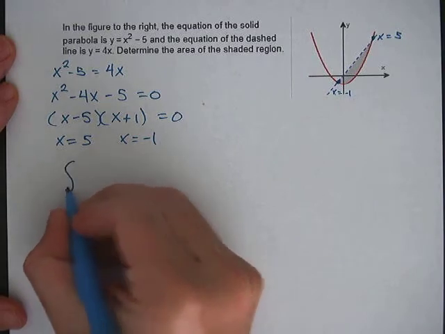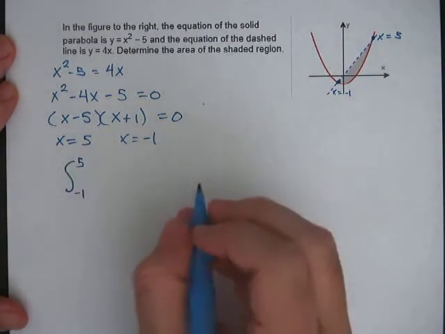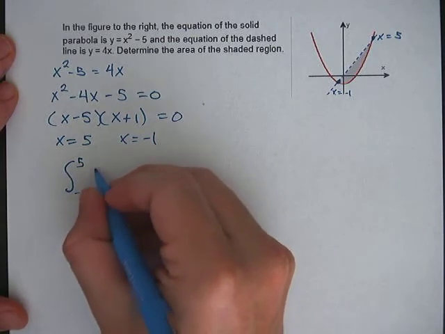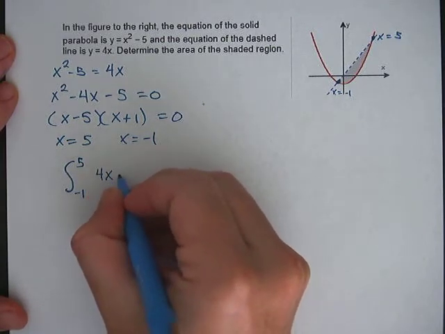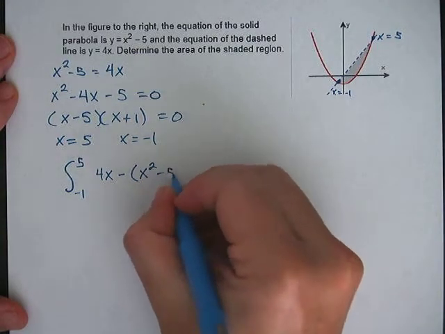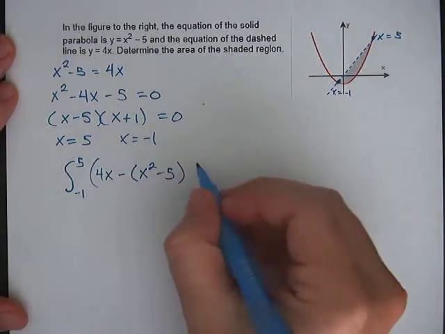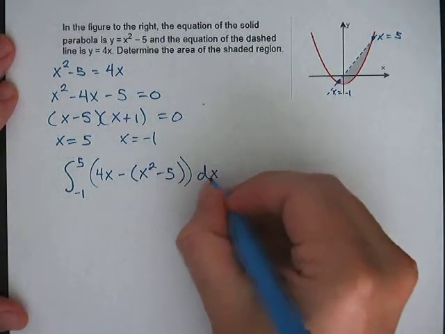So we're going to take the integral from negative 1 to 5 of the top function, which was the line 4x, minus the bottom function, x squared minus 5. Notice I put that in parentheses because it's minus the whole function. Let's put a bigger parentheses here, dx.